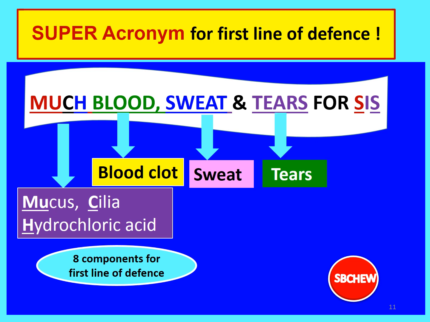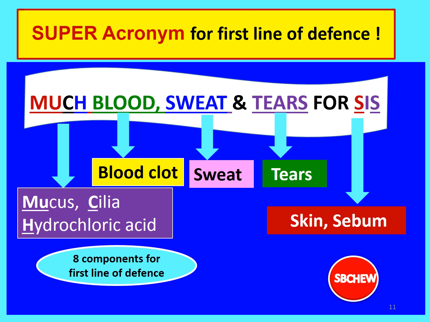So sweat and tears contain the lysozymes. S in the cyst is for skin and sebum. Skin forms a protective barrier that's difficult to penetrate. That is the keratinized layer. And the other S is for sebum, which is the oil that is produced by the sebaceous glands. So there you have it. Here we have 8 components of the first line of defense.